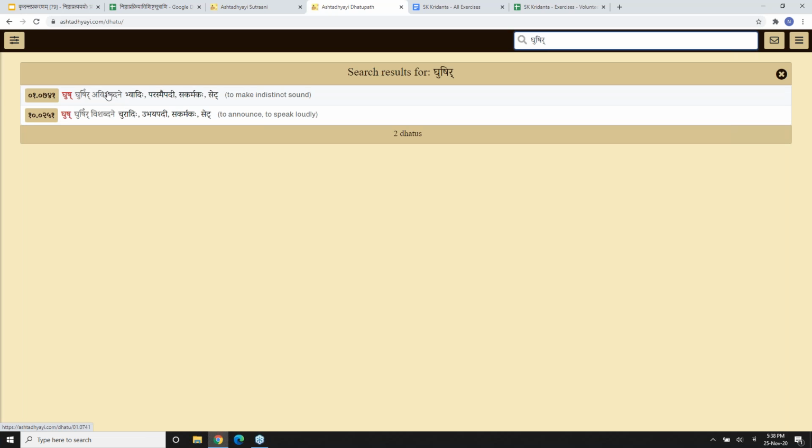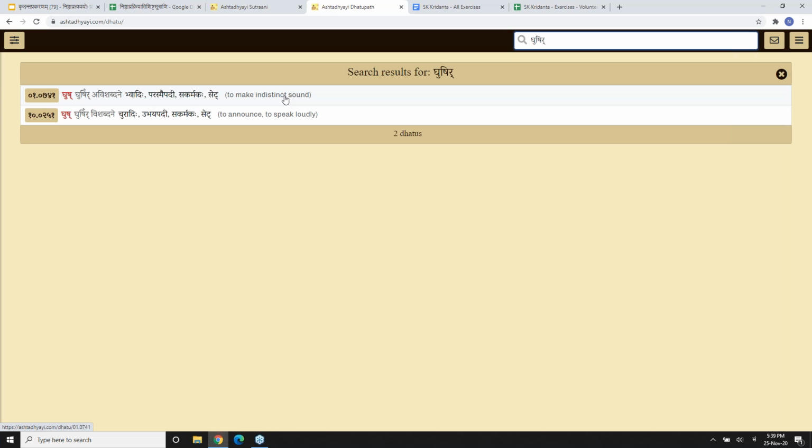So sound will be there, but it will not be a distinct sound. It will be some murmur, or some avyakta sound, a sound of a bell, or a sound of, for example, a musical instrument, sound of walking, sound of wind or something like that. So basically, Ghusha Vishabdane is announcement or to speak loudly. Ghusha Avishabdane means to make indistinct sound. Very simple actually. Till this point, there is no confusion.